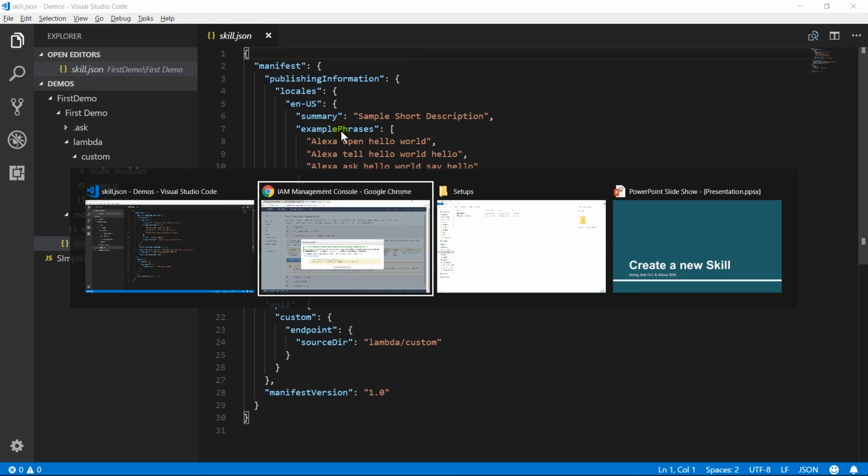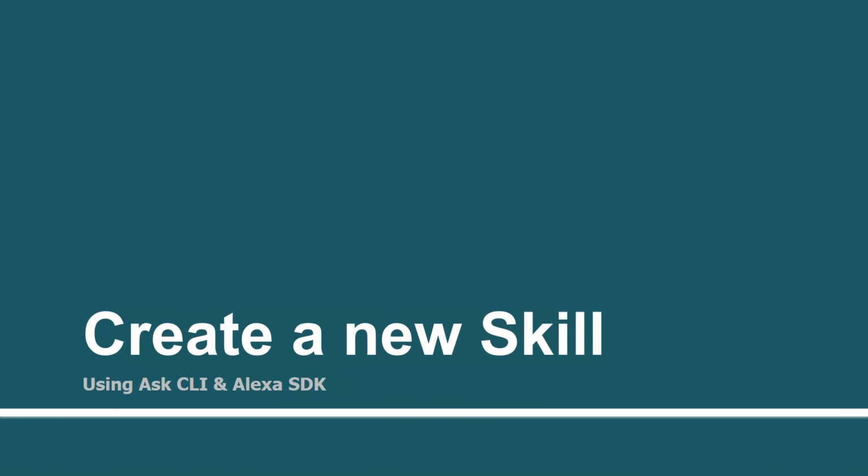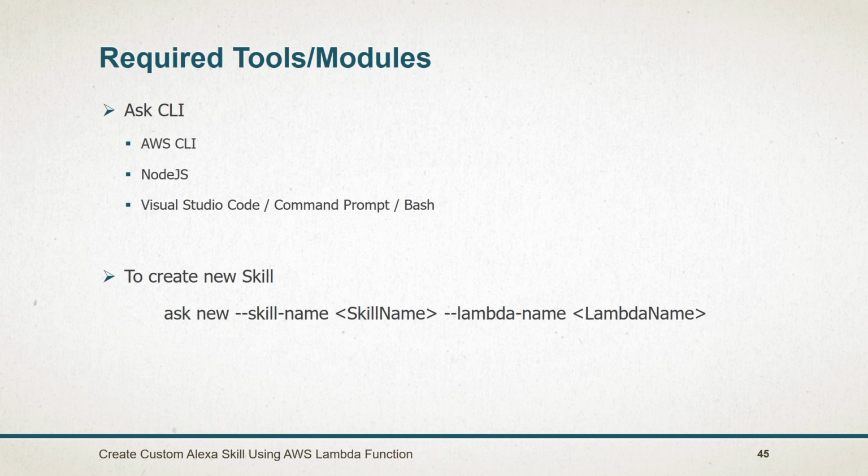Let us see what we have learned in this session. To use Ask CLI, we need to install AWS CLI and Node.js. After this, use ask init command to initialize your account. Use ask new command to create new skill. We need to pass skill name and optional Lambda name. And we also saw directory structure of Ask CLI and coding structure of Lambda function.